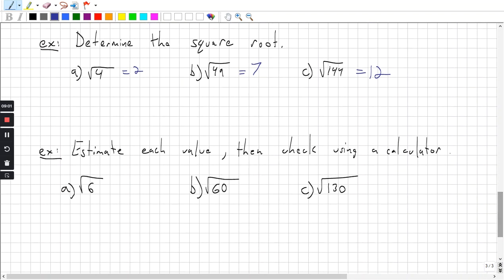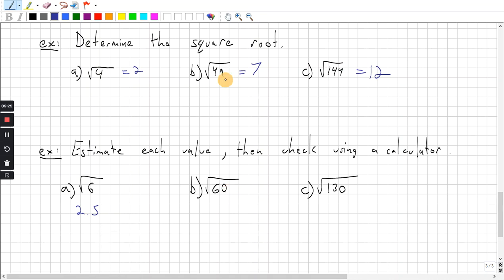Finally, we're going to be looking at estimating each value, and then checking using a calculator. So the square root of 6, we know it's in between the square root of 4, which would be 2, and the next one up, which would be the square root of 9, which is 3. So we could estimate this to be somewhere like 2.5 or something. Similarly with square root of 60, let's just estimate first.